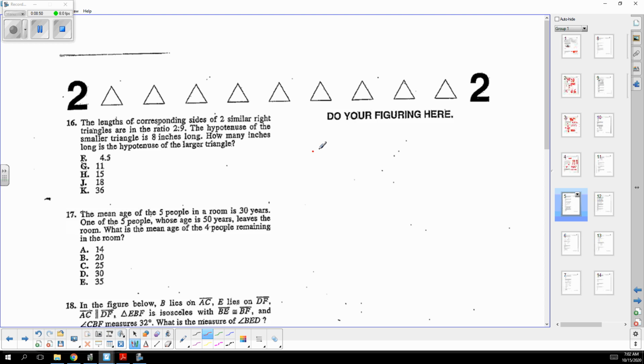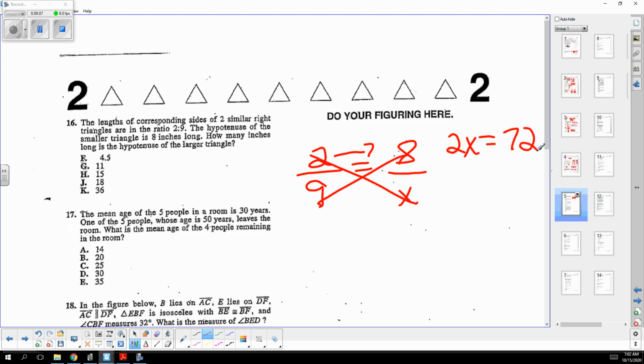Use ratio. Two similar right triangles are in ratio 2:9. The hypotenuse of the smaller, that goes with the 2. So what's the larger? Cross multiply. 2x is 72. X is 36.